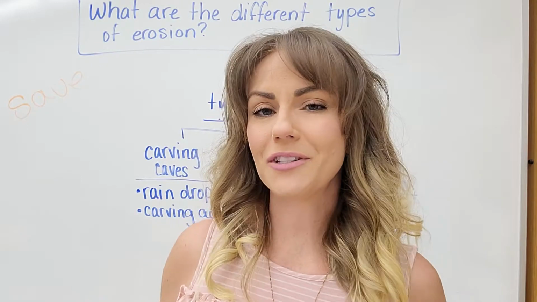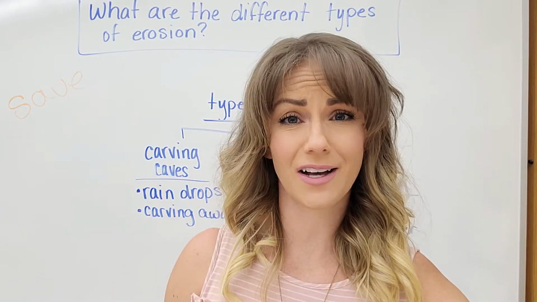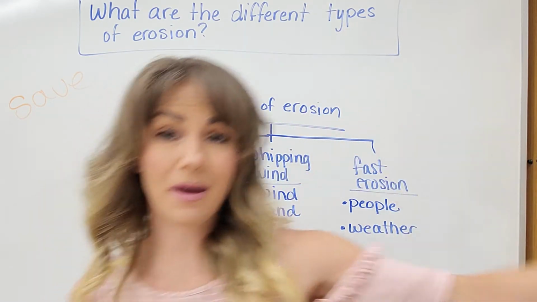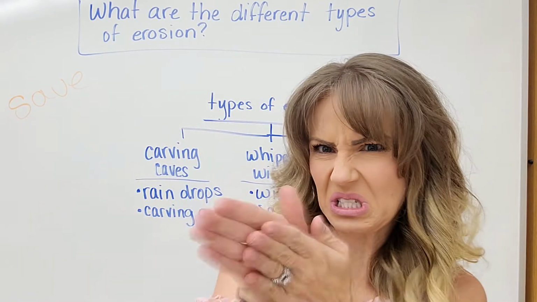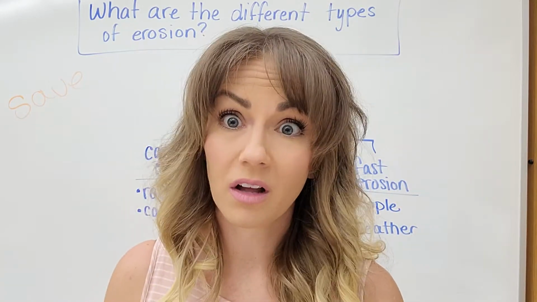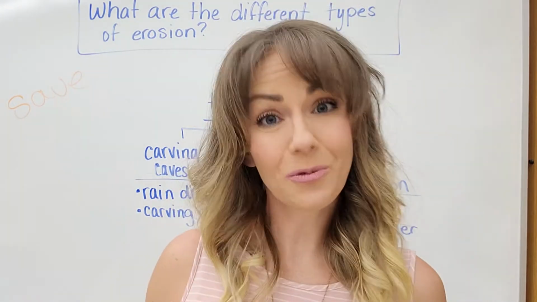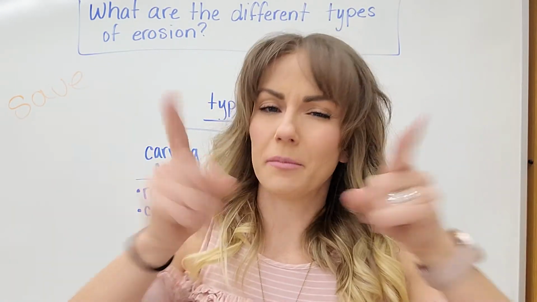Okay. So your assignment for today is tell me about these last 3 types of erosion. Tell me about those carving caves caused by dripping rain. Tell me about whipping wind, how it scratches away at the Earth's surface. And then tell me about how people can cause fast erosion. And so can Mother Nature. Weather.